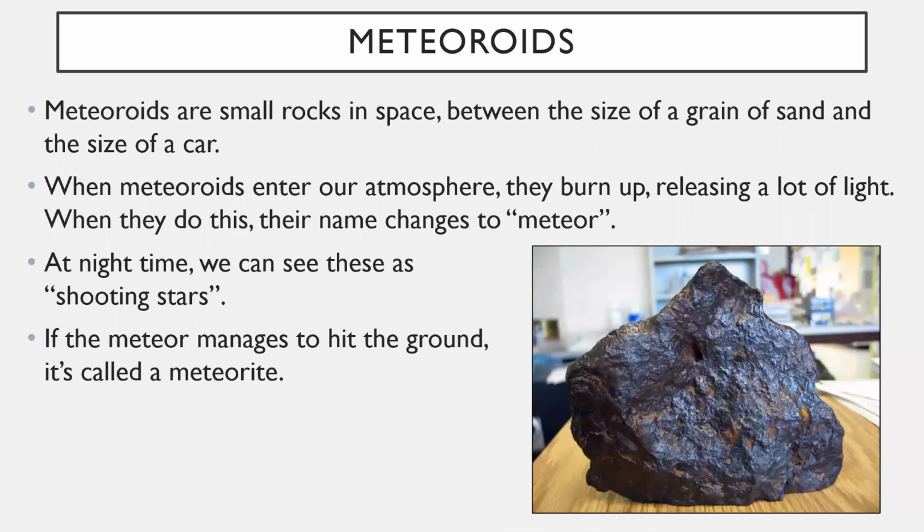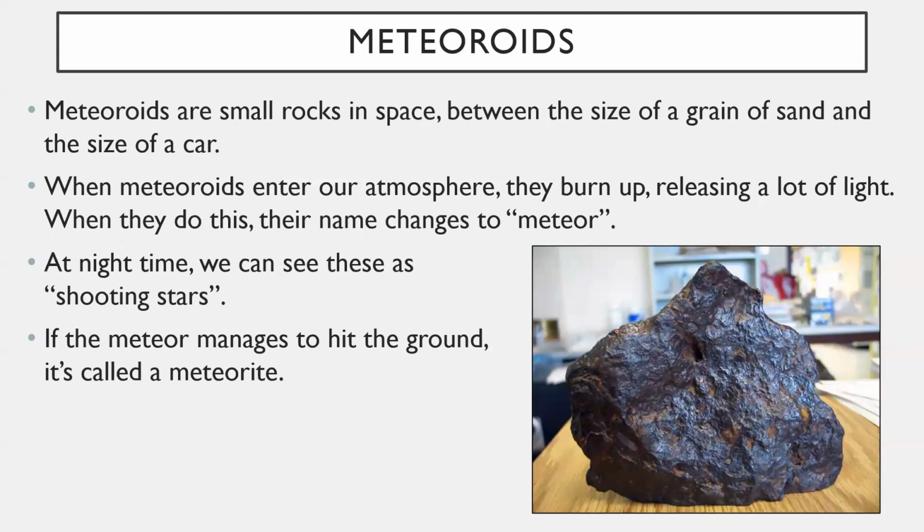I think this is the last thing we're going to talk about here. There's meteoroids as well. A meteoroid is a small rock in space, so it's smaller than an asteroid. It could be anywhere from as small as a grain of sand to about the size of a car, right? So it's basically just a small asteroid.